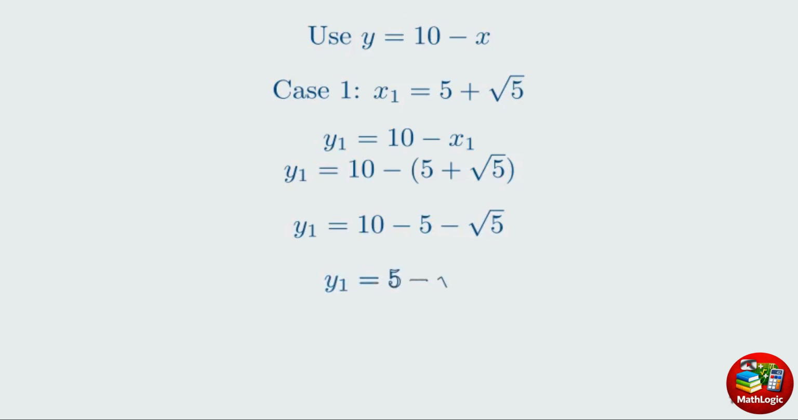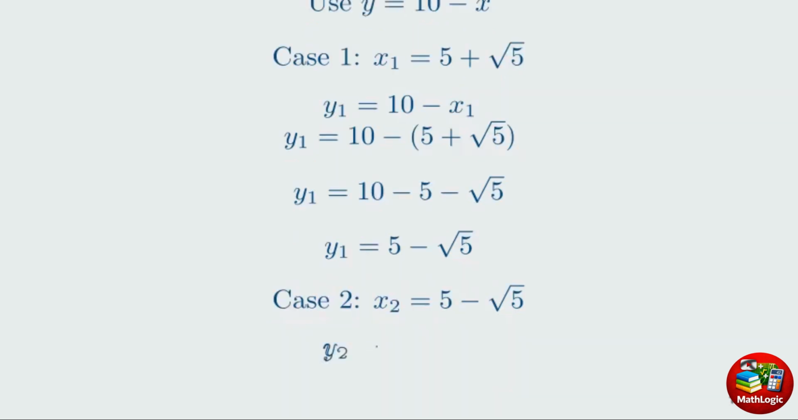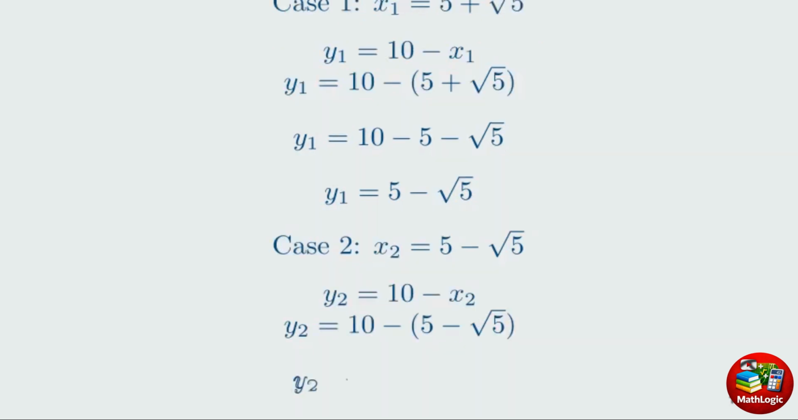Now let's find the y value for our second x value. Case 2. When x is 5 minus the square root of 5. Substituting this into our equation for y gives y equals 10 minus the quantity 5 minus the square root of 5. Distributing the negative sign gives 10 minus 5 plus the square root of 5, which simplifies to y equals 5 plus the square root of 5. This gives us our second solution pair.